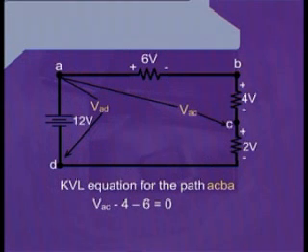So, we equate this expression, which is VAC minus 4 minus 6 equals 0. And if we rearrange this expression, we end up with VAC having a value of 10 volts.